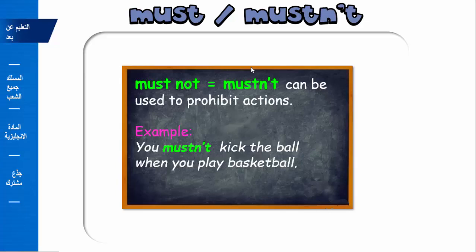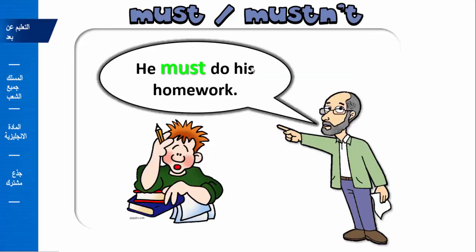Mustn't can be used to prohibit an action, to say that this action cannot be done here, okay? For example, you mustn't kick the ball when you play basketball, okay? So that's the rule. Or you mustn't, for example, eat in the classroom. There are rules. You cannot eat in the classroom.